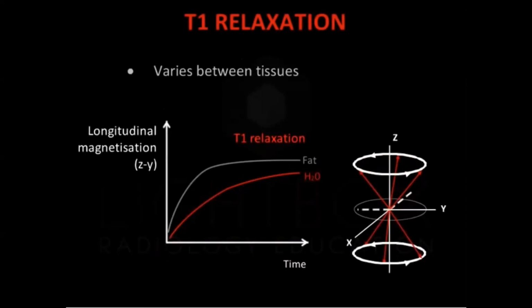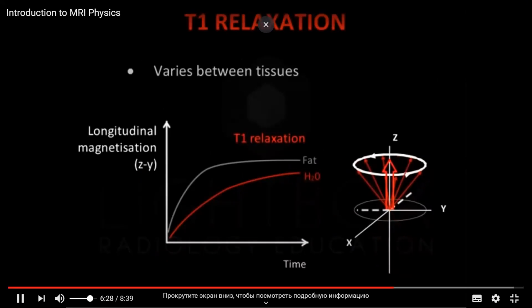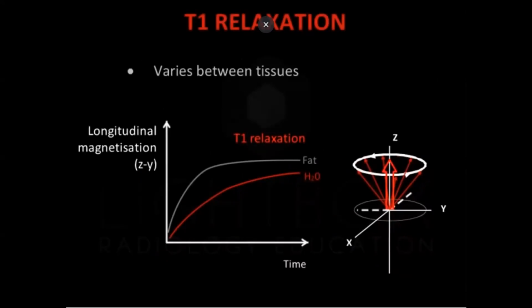The T1 relaxation time will vary depending on tissue composition and structure. For example, water molecules move rapidly and do not move into the lower energy state quickly, so T1 relaxation takes longer.